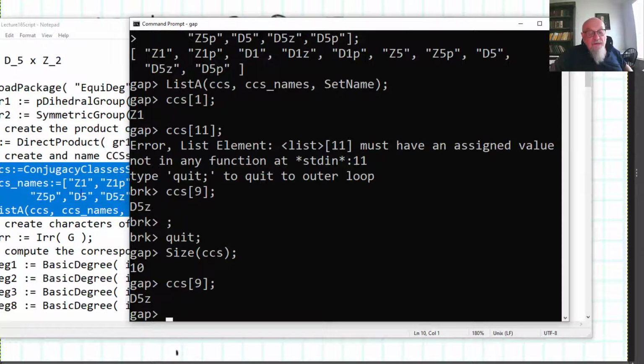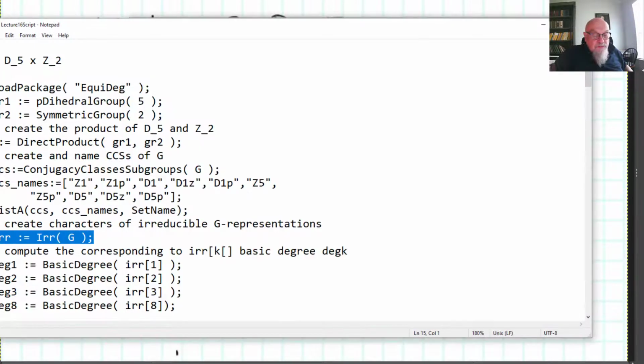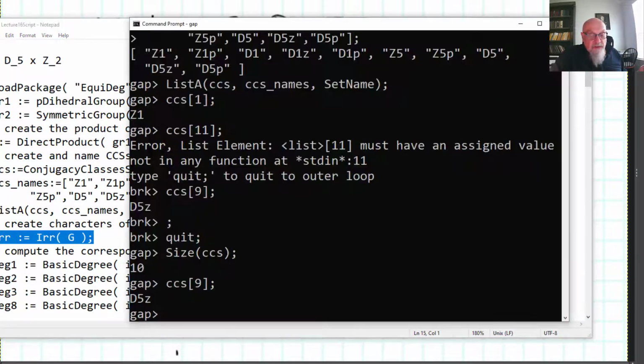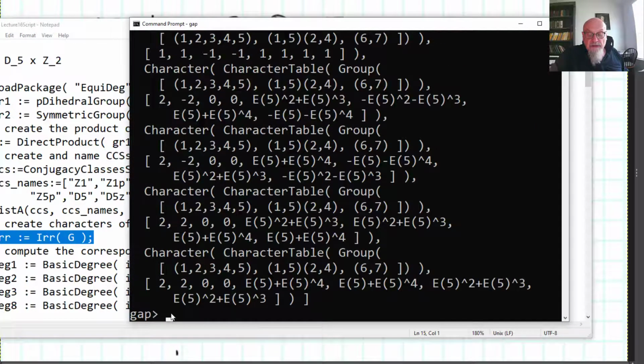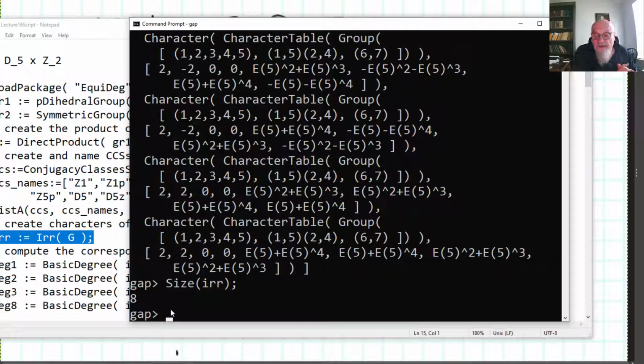So now, once we have it, we will get the irreducible representations. So we copy it again, and we paste it, and we'll find out how many of those representations we have. Enter, and maybe size again. So how many in our list? So IR, 8, we have 8 irreducible representations.